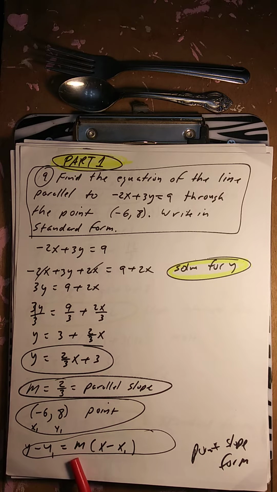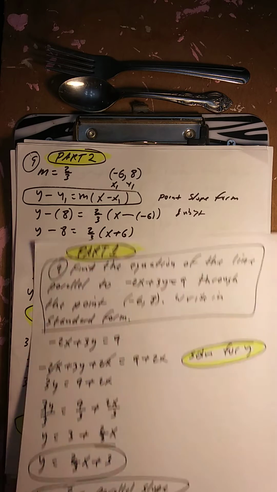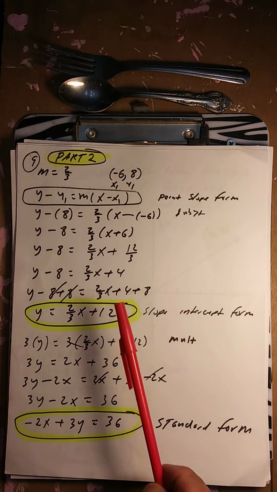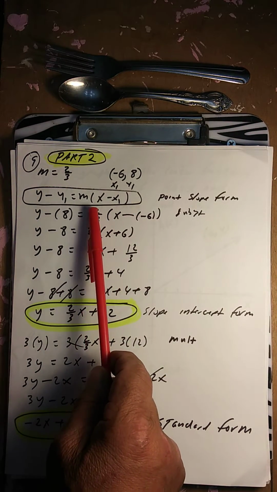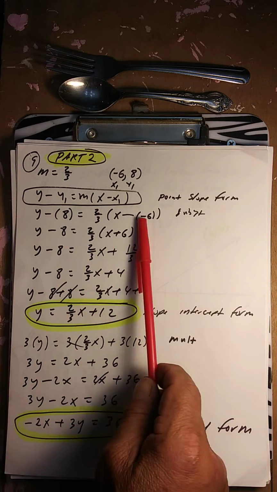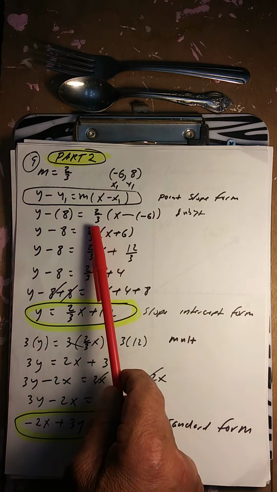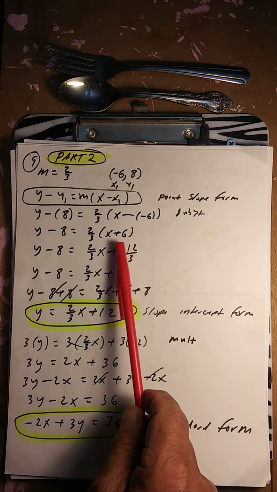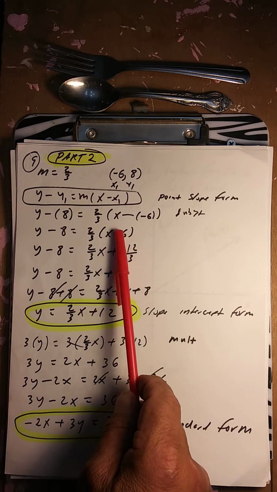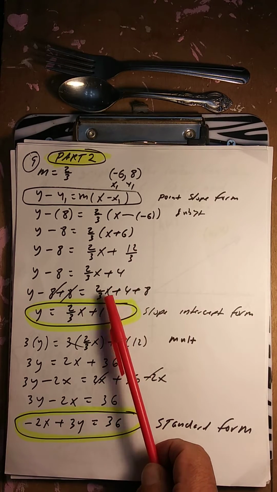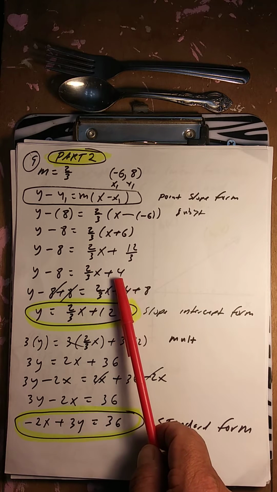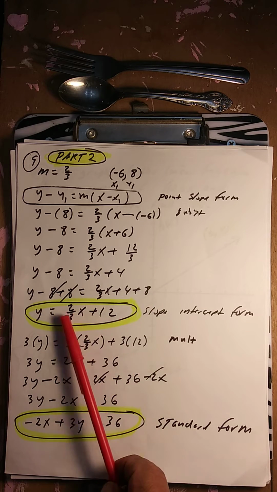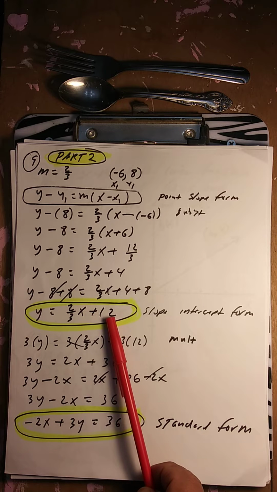So we have a point-slope formula. We have the slope. We have the point. Put the numbers in there: y minus y1 equals m times x minus x1. So y minus 8 equals 2/3 of x minus minus, the plus. That's going to be 2/3 x, and that's going to be 12 over 3, so that's going to give you 4. Y minus 8 equals 2/3 x plus 4. Add 8. So y equals 2/3 x plus 12.